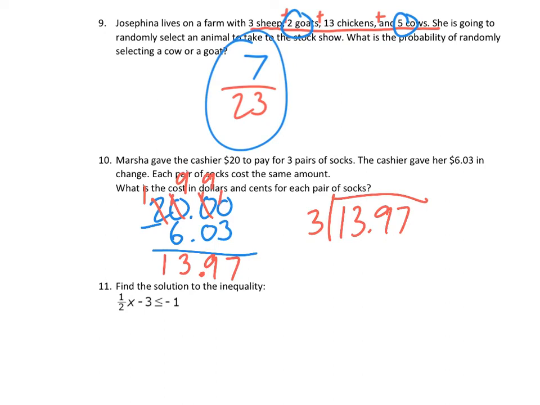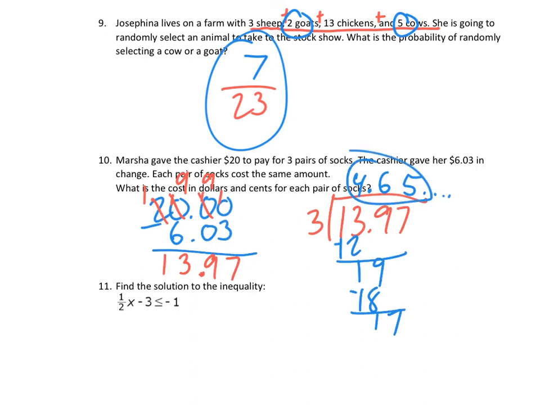So 3 can go into 13. Let me change color so it doesn't blend together. Goes into it 4 times. That's 12. That's 1. Bring down the 9. 3 can go into 19 6 times. That's 18. Another 1. 7. And then 3 can go into 17 about 5 times. This is gonna keep going on. So it comes out to about $4.65 for each pair of socks.